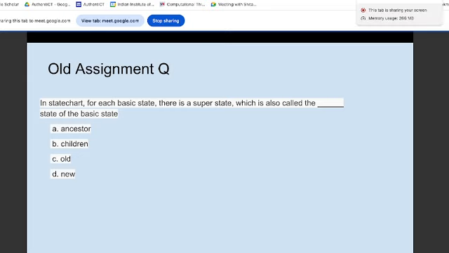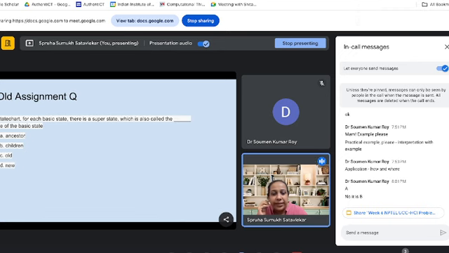Next, in a state chart for a basic state, there is a superstate which is also called the dash state. No, it is B. Correct. Next, this one. And again, another recall level question. Mostly, I thought that within this assignment, there are more recollection type of questions.